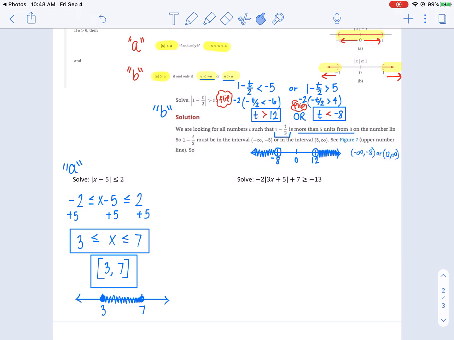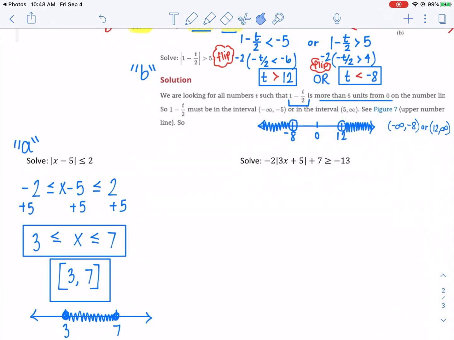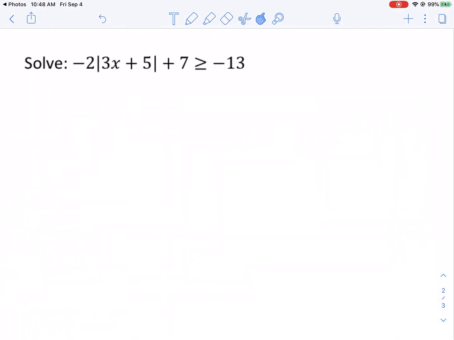Try to give the next one a shot. Please pause the video and give this second example a try. Hopefully you paused it and gave it a try. If you got a little stuck, let's go through it together.